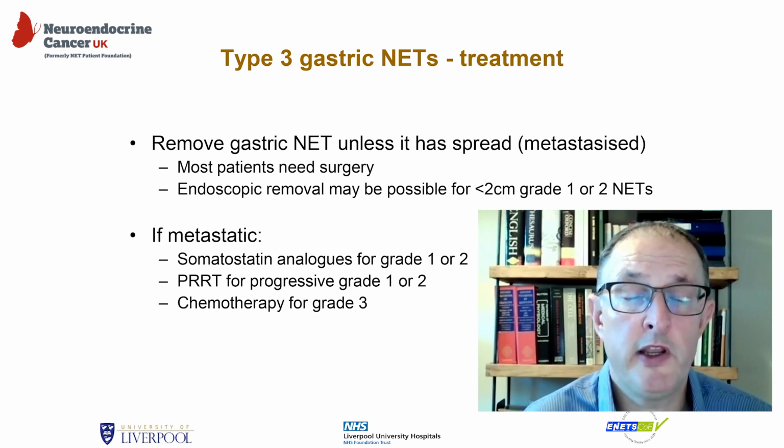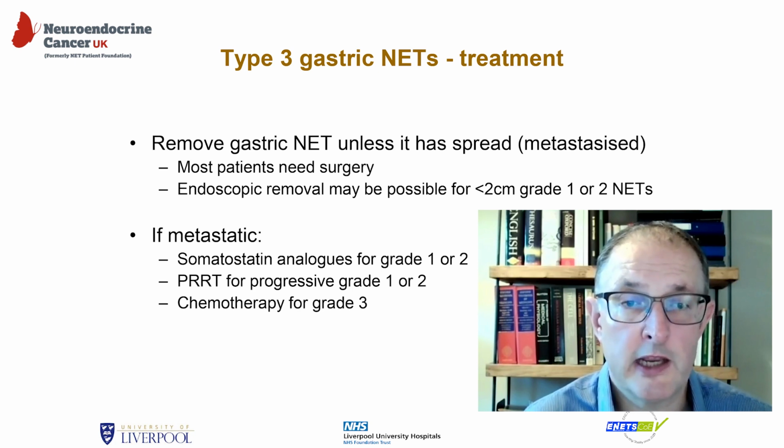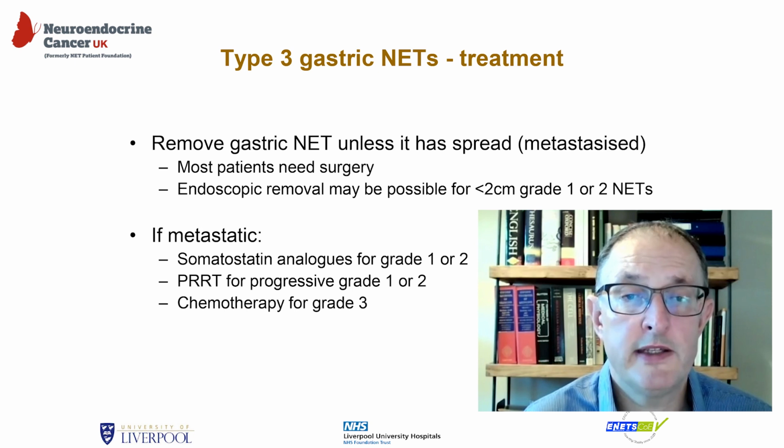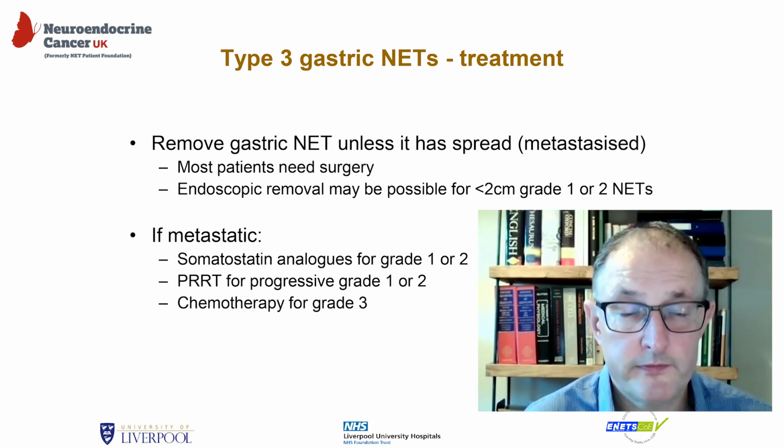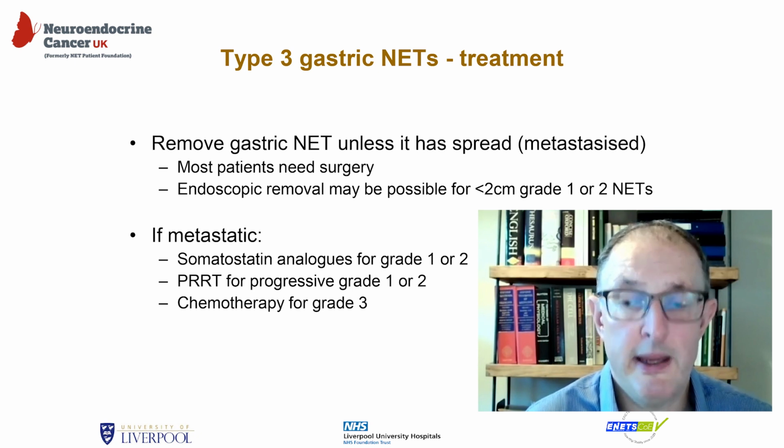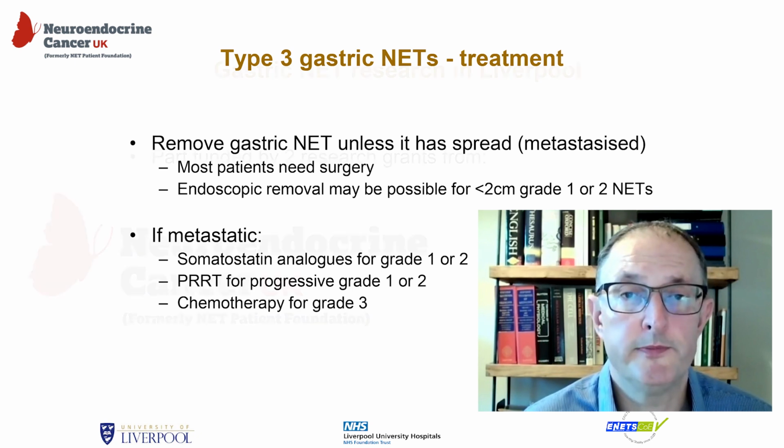And in that case, we use the same sort of treatment that we will use for other metastatic NETs. So for low-grade tumours, grade 1 or 2, we will use somatostatin analogues, followed by things like PRRT if it progresses. Whereas for grade 3 tumours, the more rapidly proliferating ones, chemotherapy can sometimes be useful.